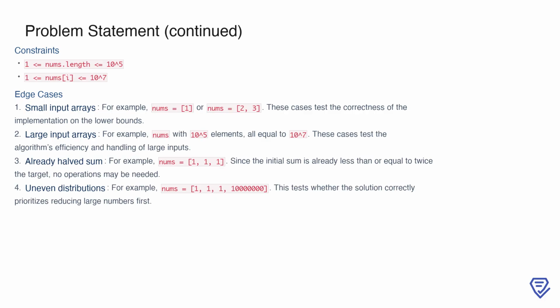Edge cases include scenarios like small arrays, such as 1, or 2, 3, where the solution must handle minimal input sizes. For large arrays, like one with 100,000 elements all equal to 10 million, the algorithm must be optimized to process such inputs quickly. Another edge case is when the sum is already less than or equal to the target, such as 1, 1, 1, where no operations are required. Finally, uneven distributions, like 1, 1, 1, 10 million, test whether the solution prioritizes reducing the largest values first, as this is critical for minimizing operations.